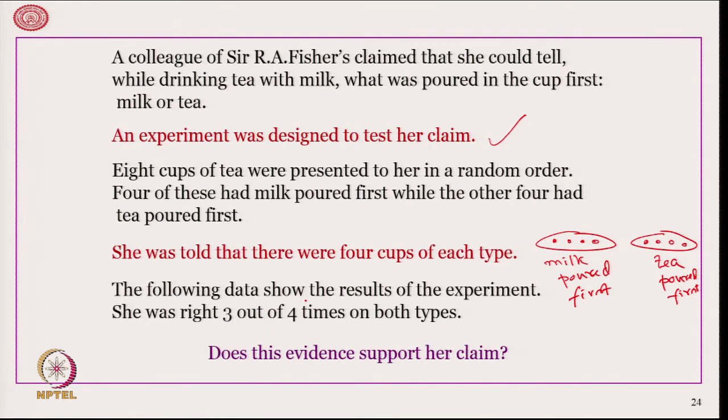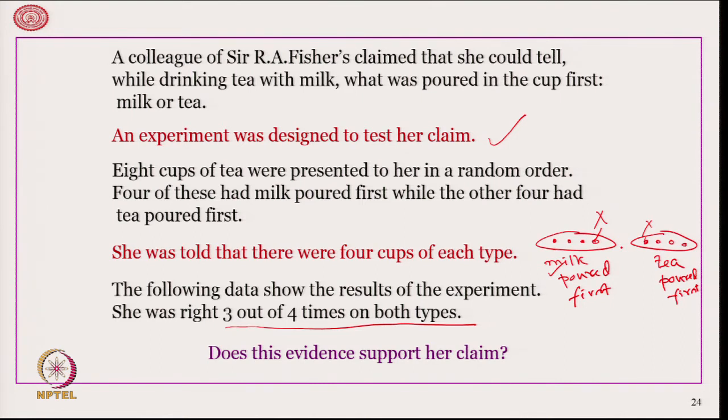So, the following data shows that she was right 3 out of 4 times on both types. Does this evidence support her claim? That means, out of these 4 she could rightly guess for 3 that milk was poured first, but for one of them she was wrong, and similarly out of these 4 she could tell for 3 that tea was poured first, but for one of them again she failed.